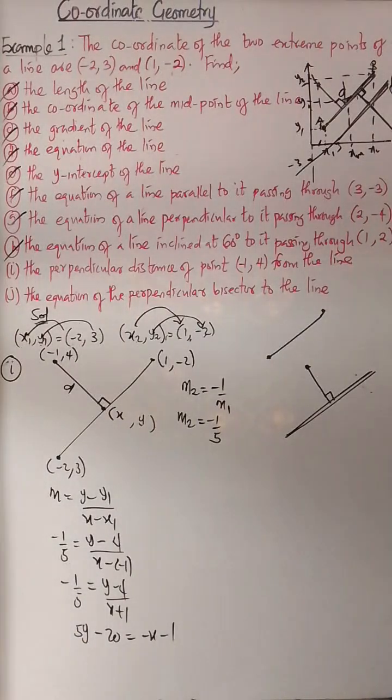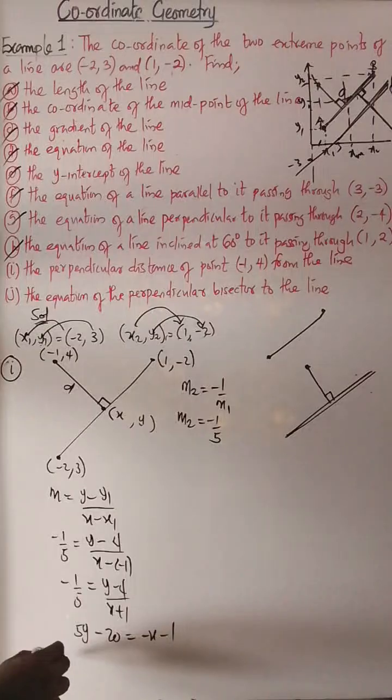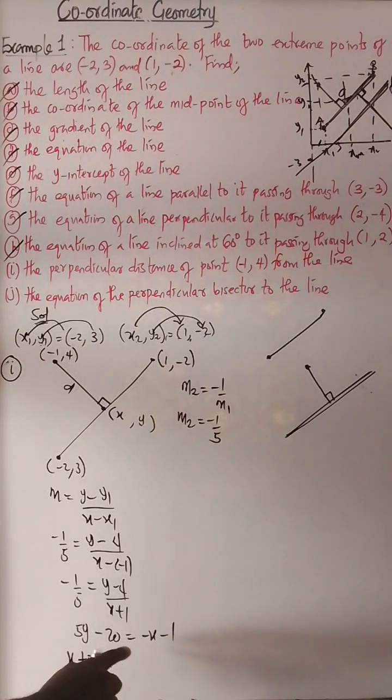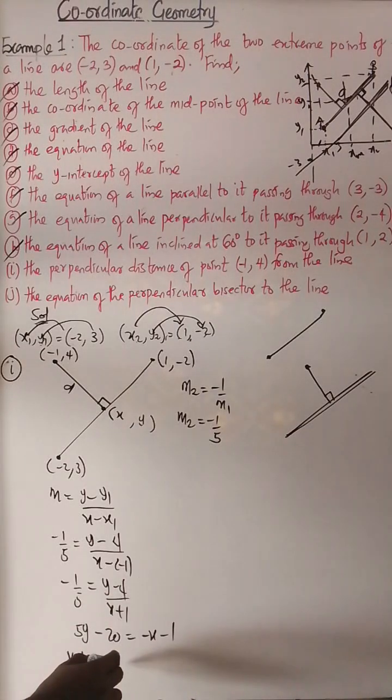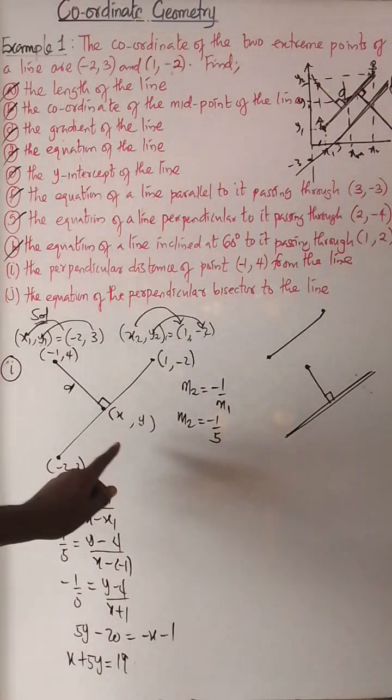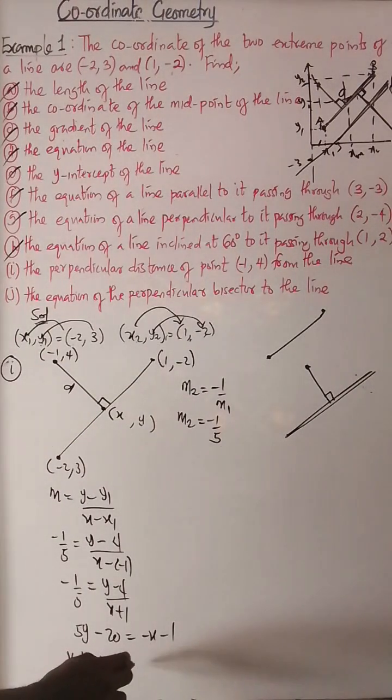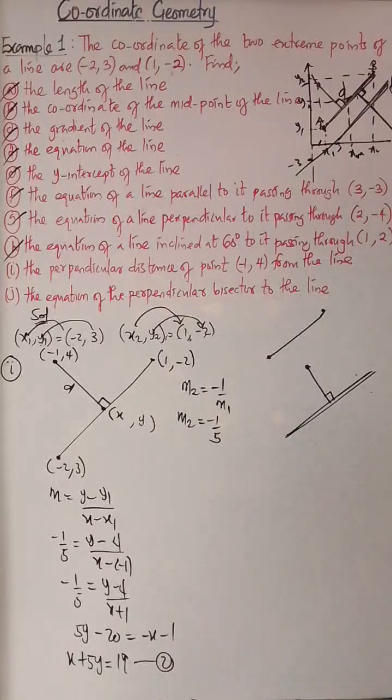So you can also write this in this form. I can bring this minus x here, it becomes plus x. So this is x plus 5y equals, this one will come here. I have -1 here already. If this minus 20 crosses, it becomes plus 20. Minus 1 plus 20 gives us 19. So this is the equation of this line.